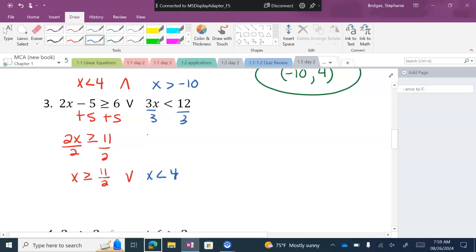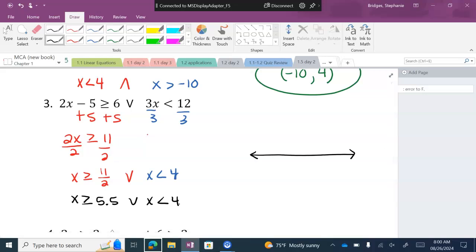So I end up with x is greater than or equal to 11 over 2 or x is less than 4. But before I go to my number line, I need to make sure I realize which one is the smaller number. So if you aren't sure, do 11 divided by 2. That would turn into what decimal? 5.5. Okay, so then it might make it a little bit easier for you to tell which one is the smaller number as a decimal rather than a fraction. What's smaller, 5.5 or 4? 4. So that goes on my left. 5.5 or 11 over 2, however you want to leave it. It doesn't matter to me.